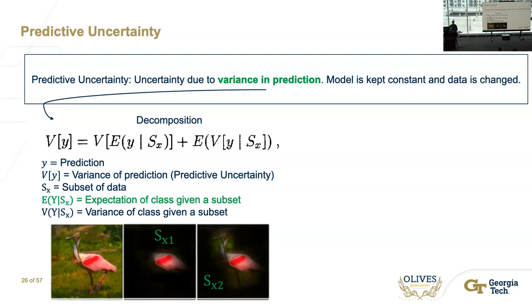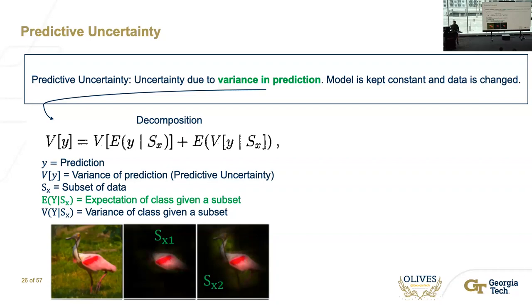Sx is basically some subset of data that I'm using. I'm showing two of them here, Sx1 and Sx2. These two subsets are highlighting different features within the network. I'll talk about what they are, but essentially I'm just trying to bring out the definition in terms of the explanations that I had before. So given a certain subset, I can quantify the two different terms: the expectation of y given Sx and the variance of y given Sx.